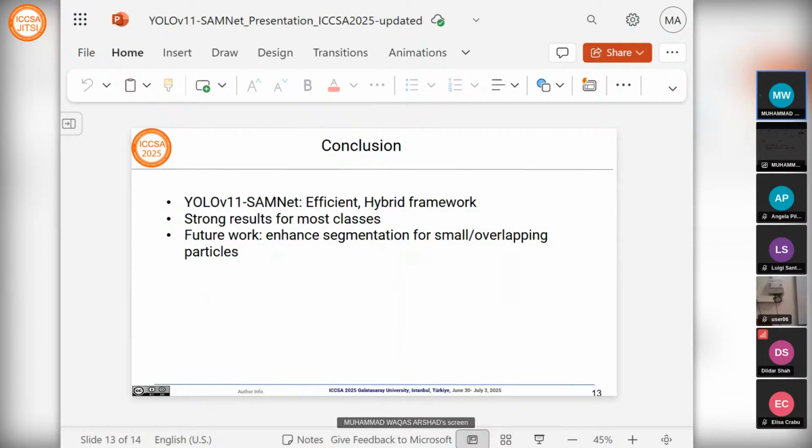For future work, we still need enhanced segmentation for small and overlapping particles, because it is still a challenge. As we see in our results, there are still some classes in which a lot of improvement needs to be made, because it's a complex structure. So future work could involve more data, more pre-processing of our data, or changing to different models. That is what we have in our pipeline for the future work.